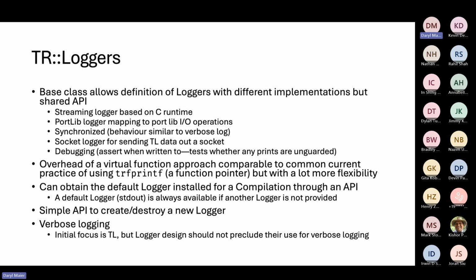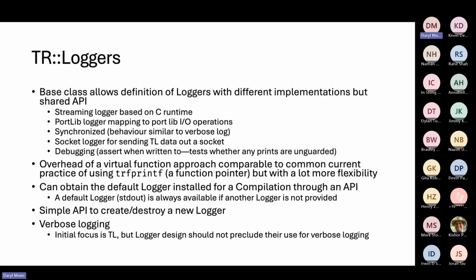Right now we have a TRIO class that does that check every time you print. It checks to see, should this go to the port library or should it go to the C runtime? And by default, I think it's going to the C runtime, but still we're going through this check for every single thing that you print.